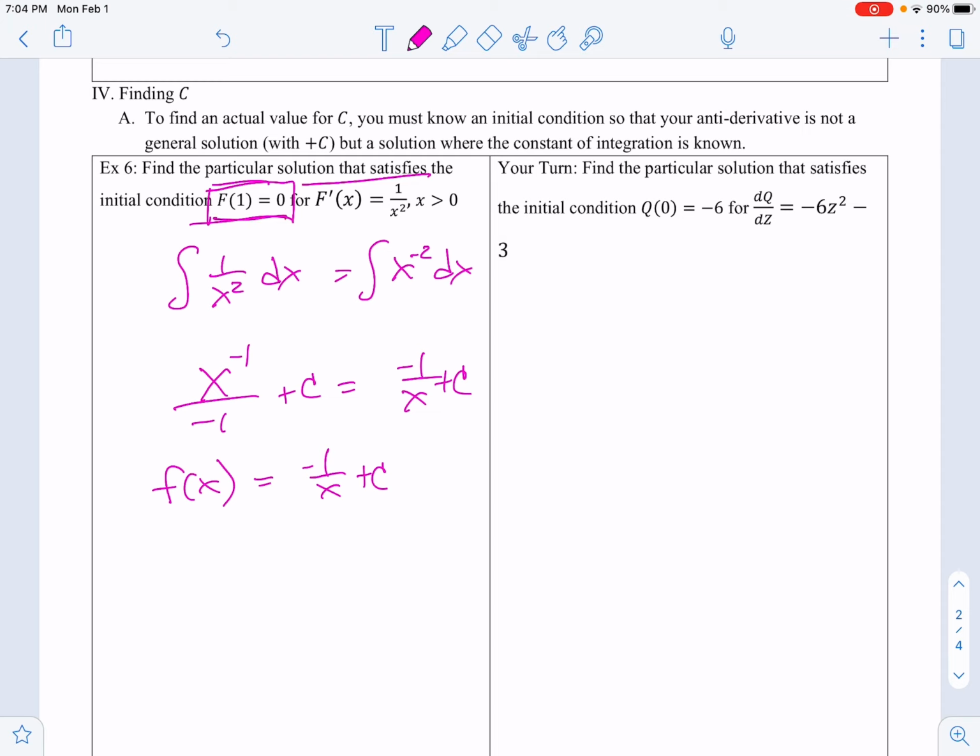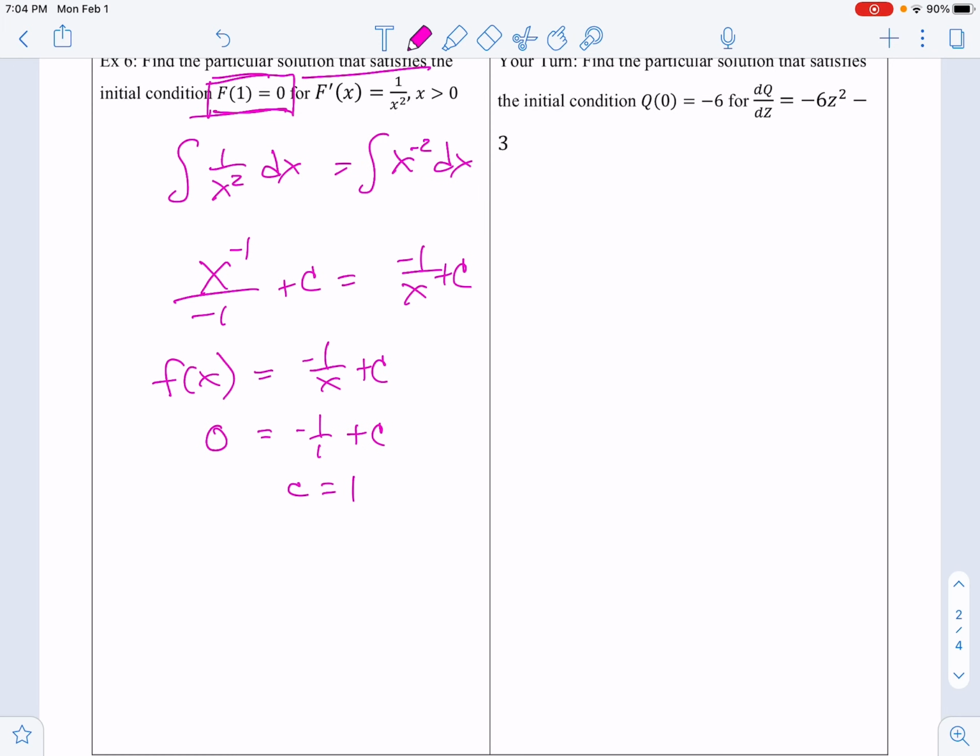Well, it tells me right here, if I plug in 1, I get 0. So this is 0 equals negative 1 over 1. So now c is equal to 1. So my particular solution to this problem is negative 1 over x plus 1. Okay, the steps there are: we simplified, find the antiderivative, plug in the values they gave you, and solve for c. And then you have your particular solution.